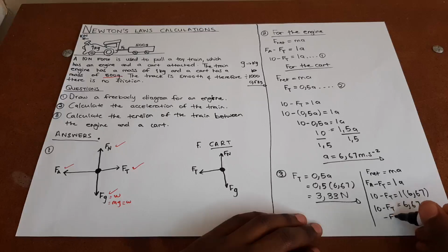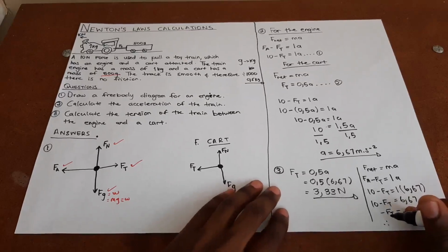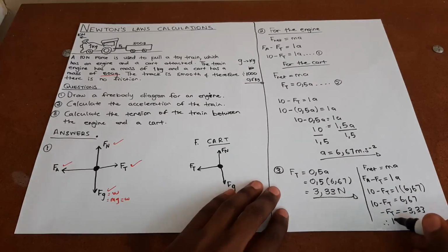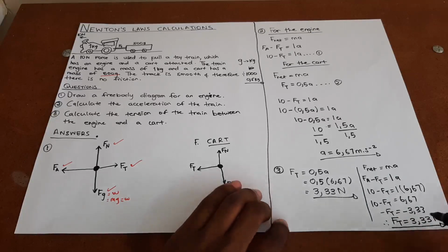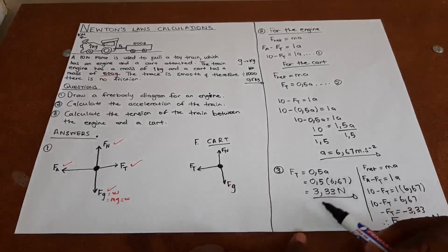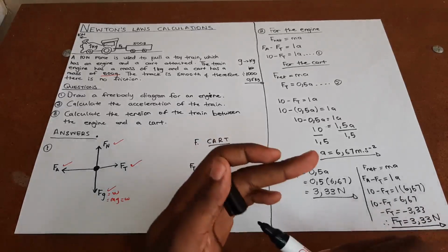Our negative Ft is equal to negative 3.33, and therefore our tension force is equal to 3.33 newtons. Please don't forget units. So that's how it goes, guys. You can use either this way or this way. Yes, that's how it goes.